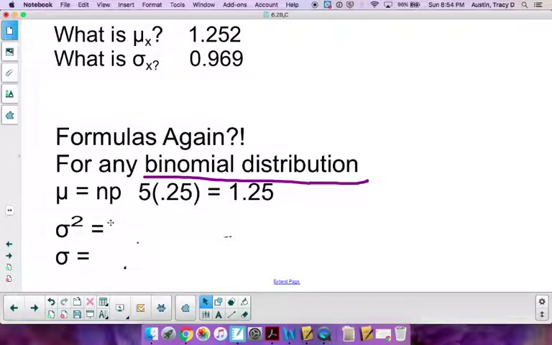Now, I'm going to do the standard deviation first, simply because that's the one we deal with the most, not the variance. Standard deviation is, that's supposed to be on there.